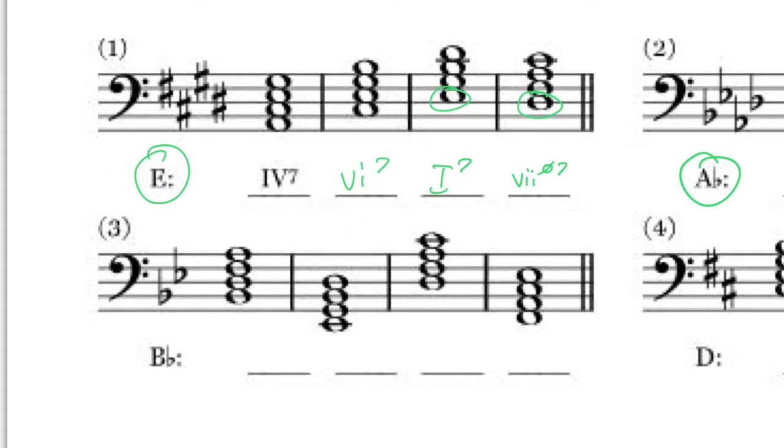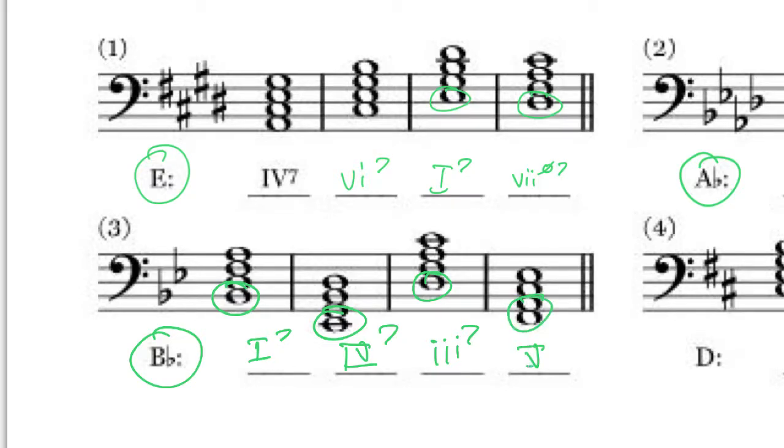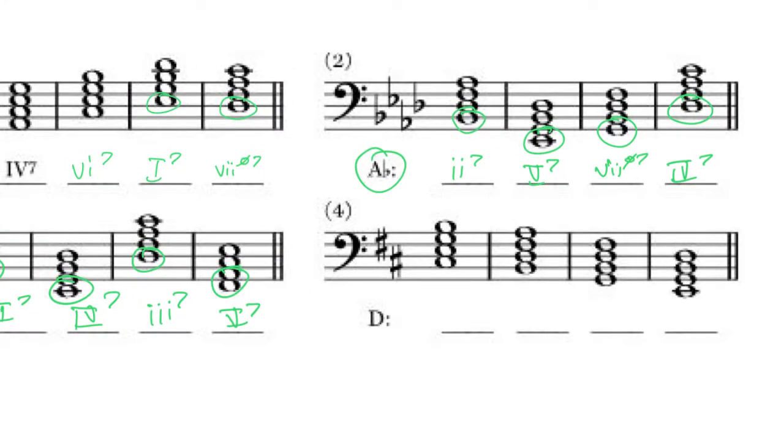Go down here, number 3. Key of B flat. Located on B flat, we have our 1-7 chord. Here we have an E flat. That's the 4, so we make that our 4-7. We have D here, which is scale degree 3, and it's a minor 7th. And then here we have F, which is our 5-7 chord in the key of B flat.